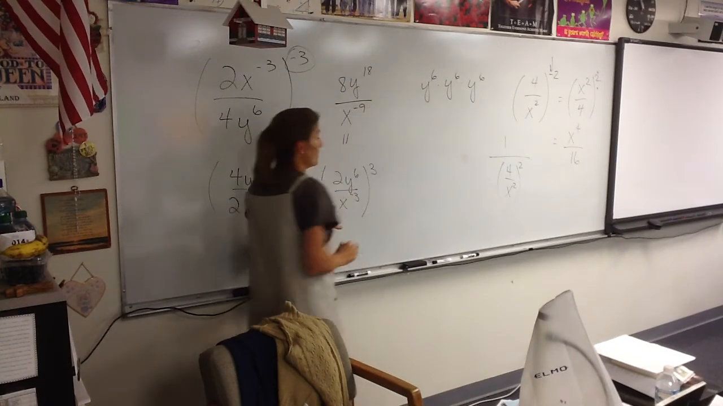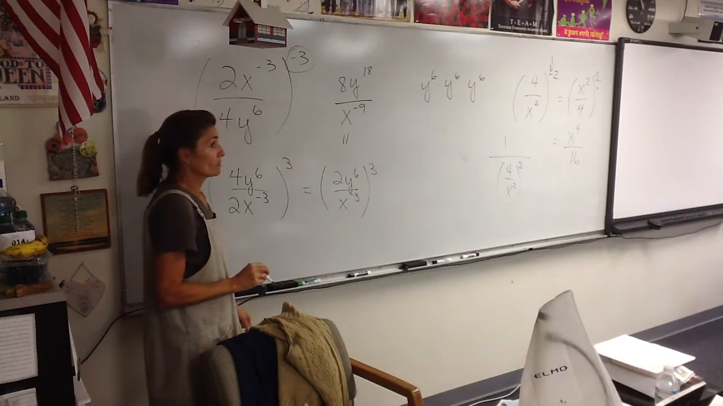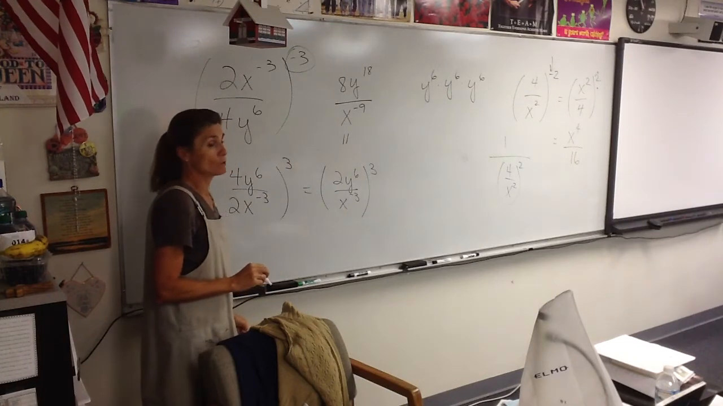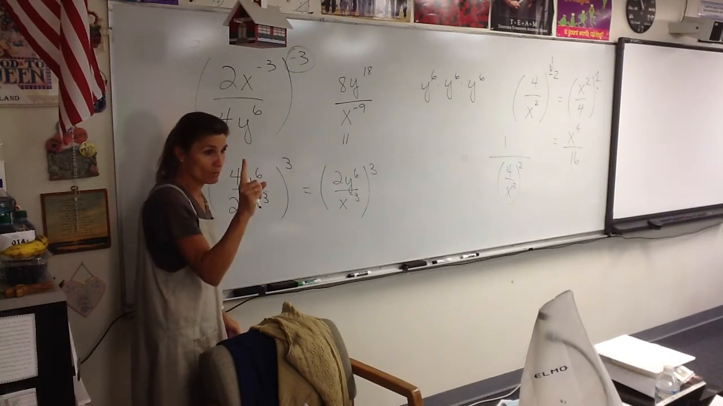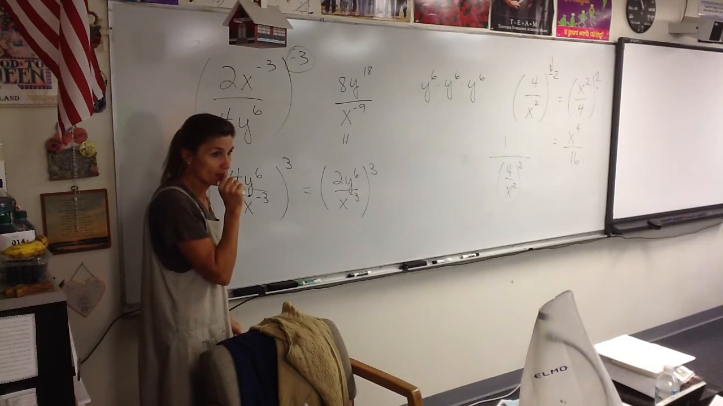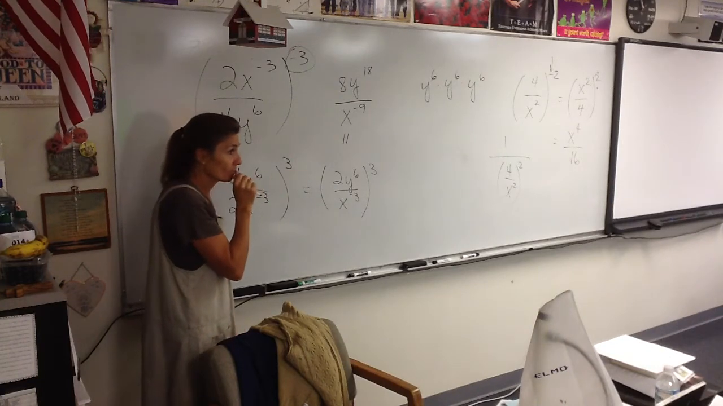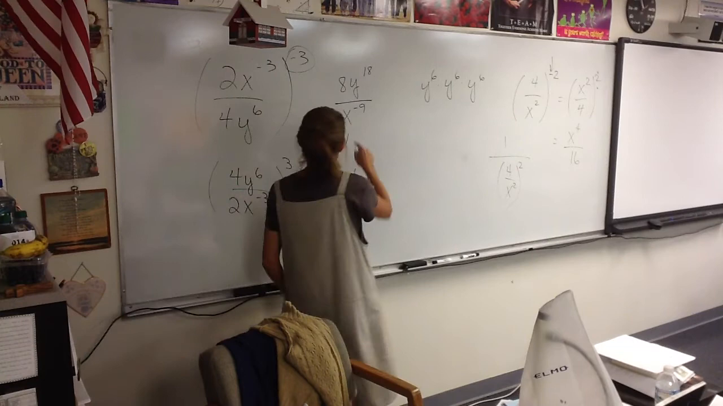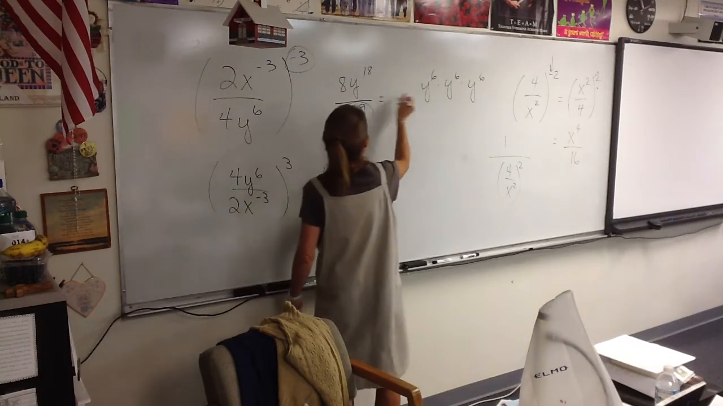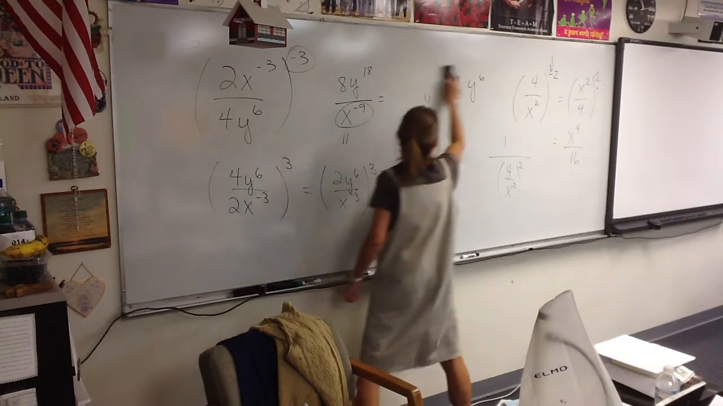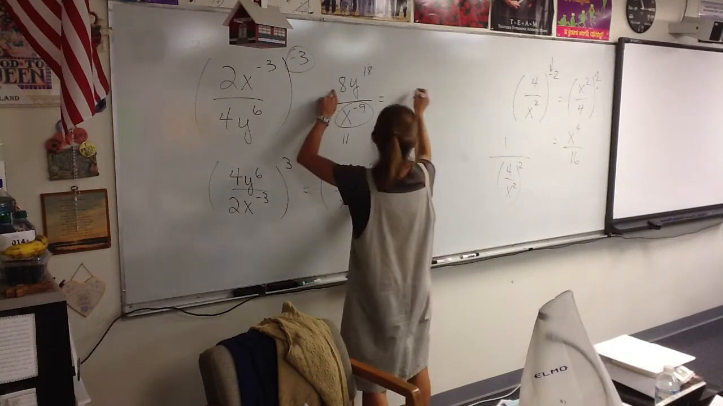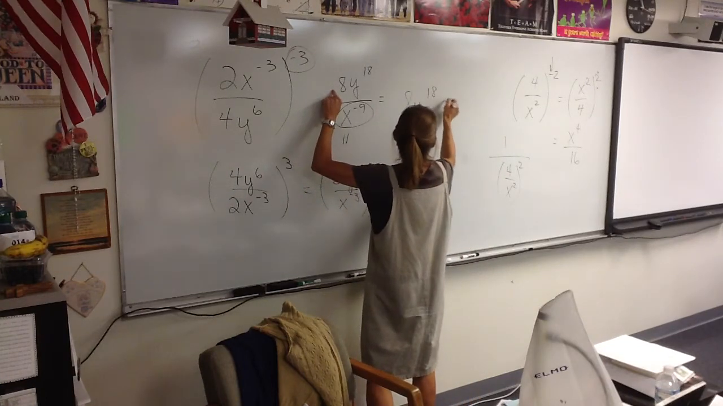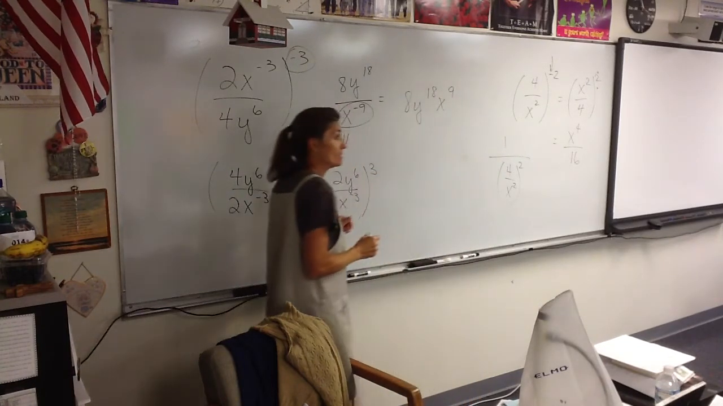Over x to the negative 9. You are not done. You are almost done, but not quite done. One more thing needs to happen. What do you think it is? The x. Move it on top. I got to move this to the top. So my final answer is going to be 8y to the 18th, x to the 9th.